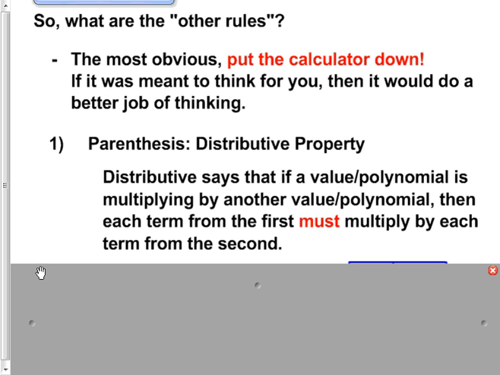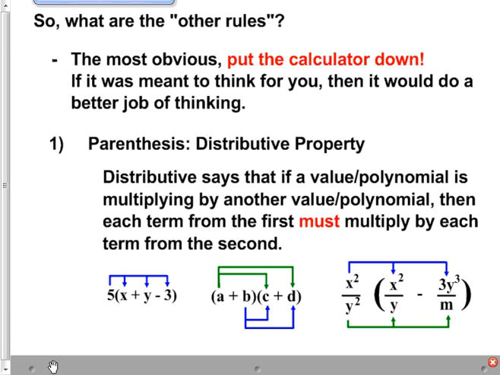So the distributive property basically tells us that if you have a value or a polynomial that is trying to multiply times another value or polynomial, then each term from the first value or polynomial must multiply by each term from the second value or polynomial. Now that's a very long explanation for something that really does not amount to something that's all that difficult. And here are some examples that I showed you at the beginning of the year, but I'm going to show you again now.